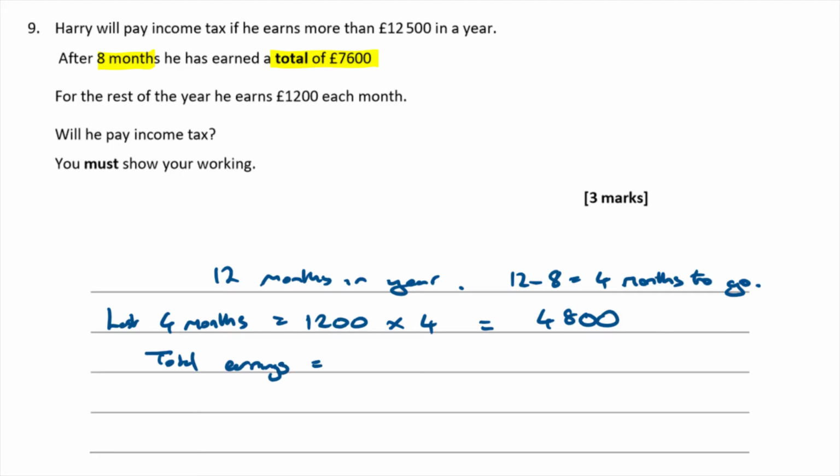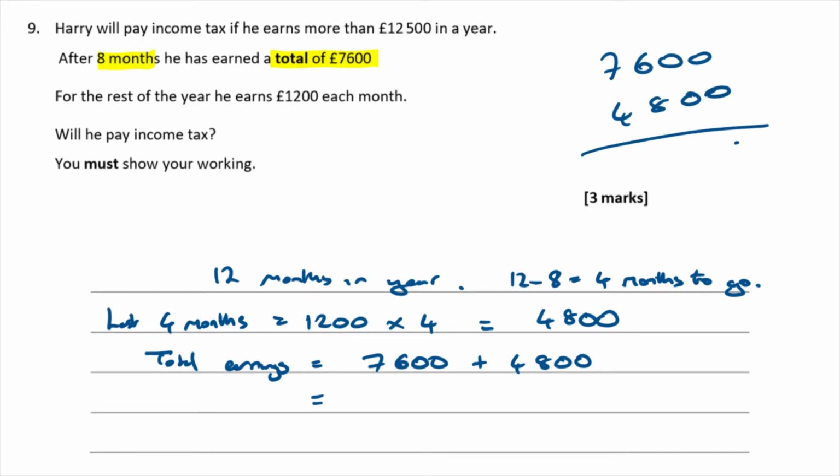Okay. Now, so then his total earnings are going to be the 7,600 he earned in the first 8 months plus that 4,800 he earned in the last 4 months. So what's that then? 7600 plus 4800: 0, 0, 6 and 8, that makes 14. Carry 1, 7, 11, 12. So that's £12,400, isn't it?